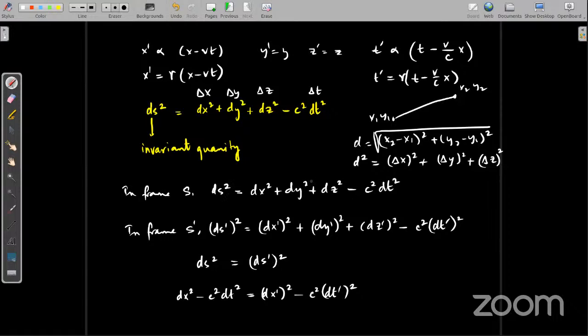You can cancel out dy squared and dy prime squared because they're the same, right? So I'm going to put that in red here. Since there is no motion in the y and the z directions, as is our assumption, there won't be any change in the y and the z direction. So it's fair enough to cancel them out. So I'll just move on to the next page. We have dx squared minus c squared dt squared equals dx prime squared minus c squared dt prime squared.